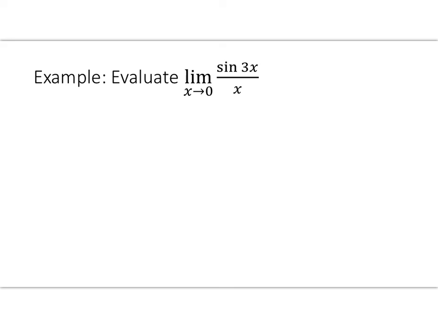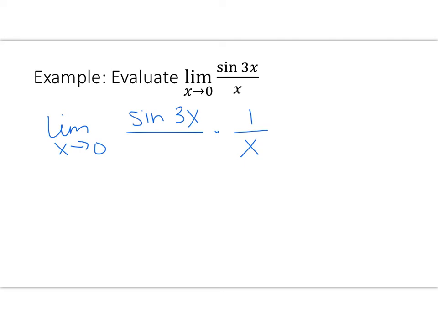Okay, so what if they don't match? Here I have the limit as x approaches 0 of sine 3x over x. Well, if I can make those match, life would be really good. So I have the limit as x approaches 0 of sine 3x, and I can rewrite that as times 1 over x. I haven't changed anything, but I'm going to make it look a little bit different.